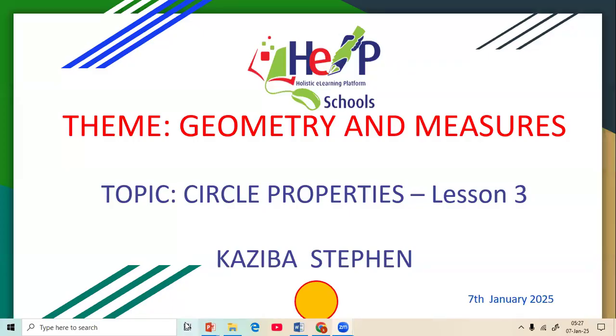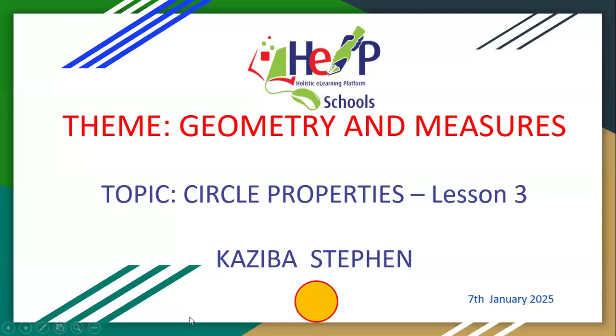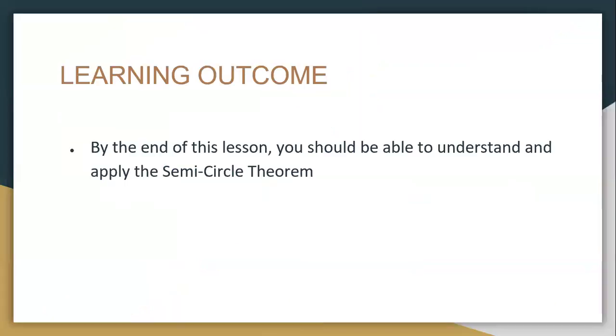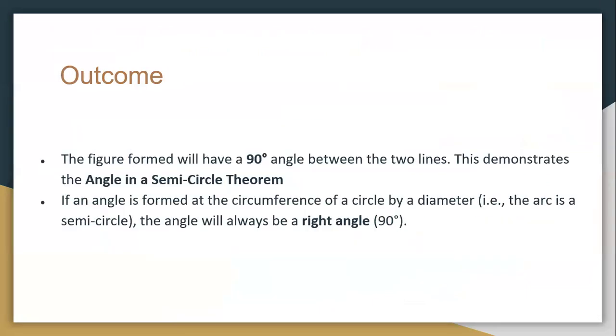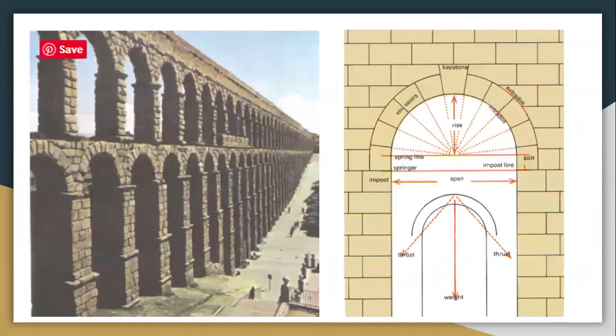Now we are going to start on our third property for today. And this is our third lesson. And the property we are going to look at is called the semi-circle theorem. So this is the property that we are going to look at. We are not going to do this activity, but you can try it out in your free time to verify whether what we have come up with matches with this activity. So you'll try it out in your free time, but allow me to go into the theorem.